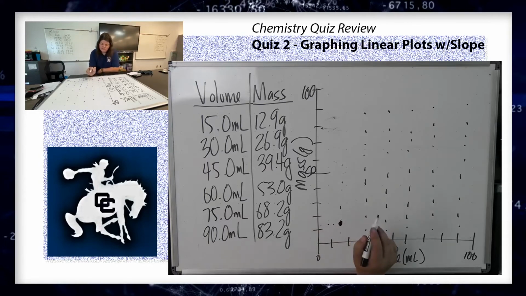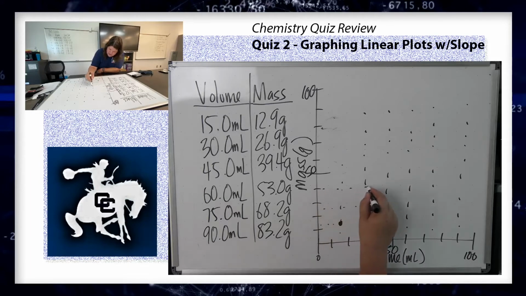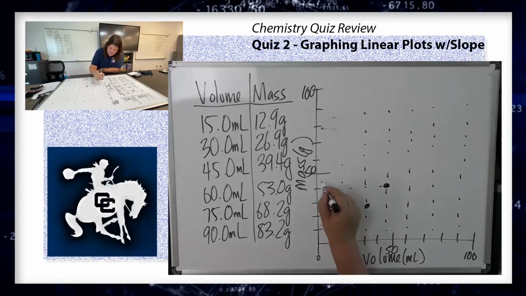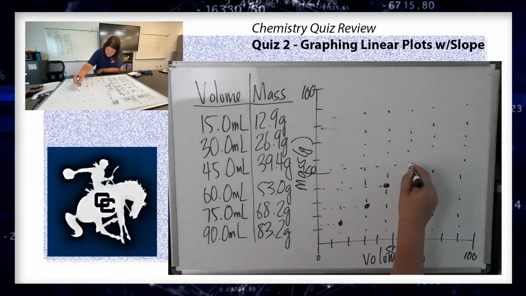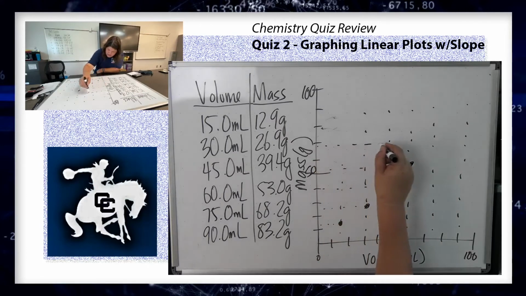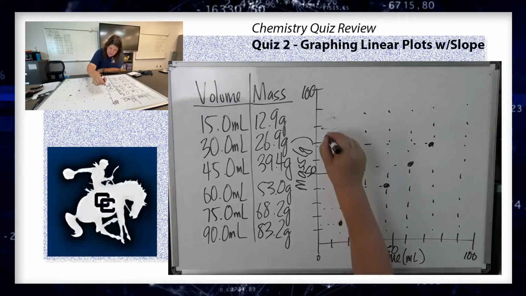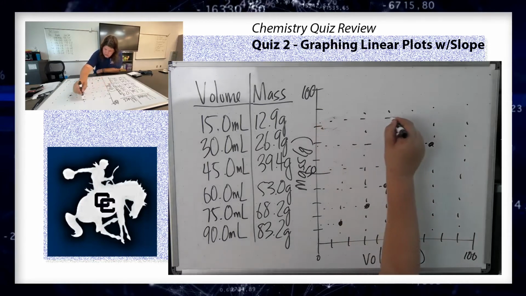The next is 26.9. Here's 25, 26.9 is about right here. Our next one is 39.4, which is approximately here. Our next one is 53, which is approximately here. Our next one is 68.2, which is approximately here. And finally, 83.2, which is approximately here.